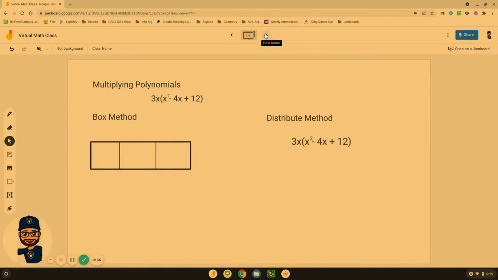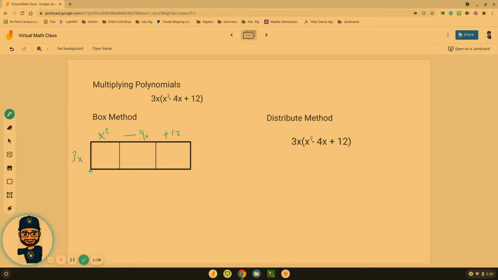What we learned previously was multiplying a monomial times a polynomial. And so we learned two methods, a box method or the distribute method. And either one of them will still work for what we're going to be doing today. All right, so this monomial 3x on the left-hand side, the x squared here, minus 4x, and a positive 12.